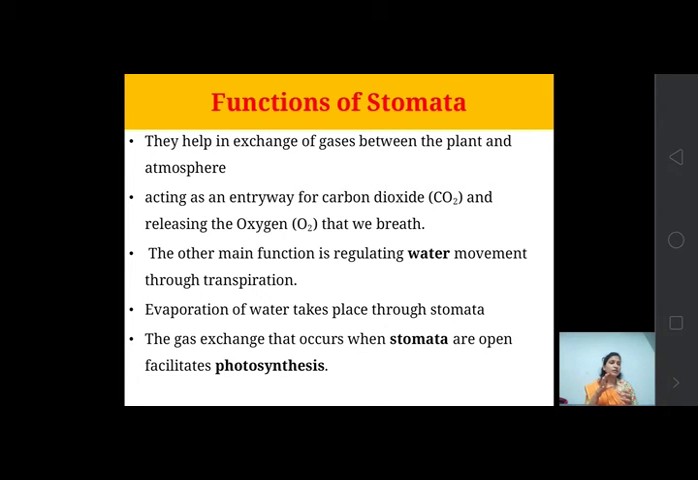So this is the transpiration process, that is removal of water in the form of water vapor. That process is known as transpiration. It is an important phenomenon in the plant. This is also regulated by the opening of the stomata. Then evaporation of water takes place through stomata. Evaporation means the water removal in the form of water vapors. So this evaporation process, which maintains the temperature of the plant body, also takes place through the stomata.